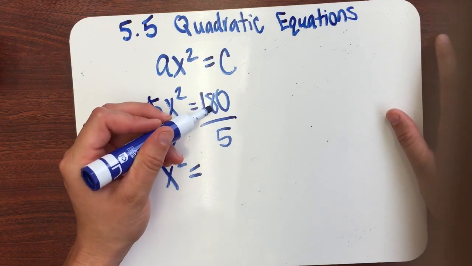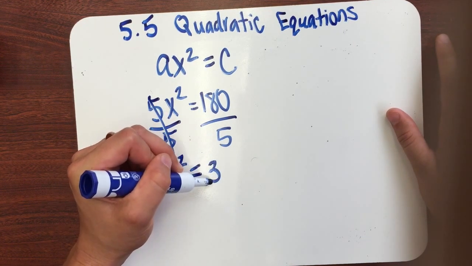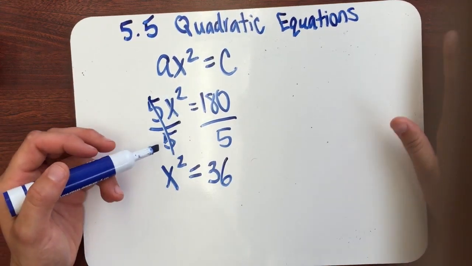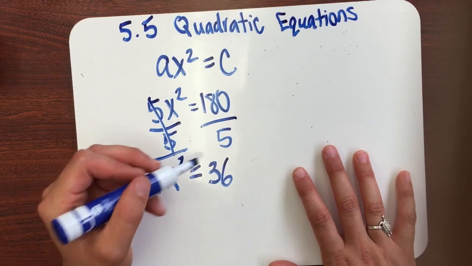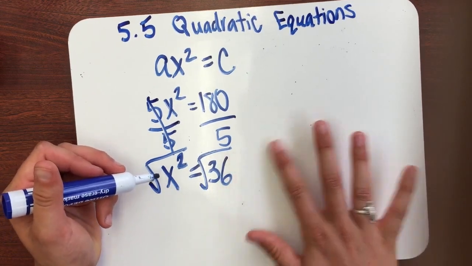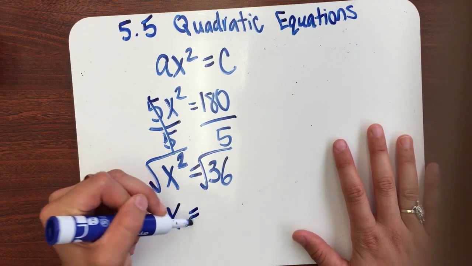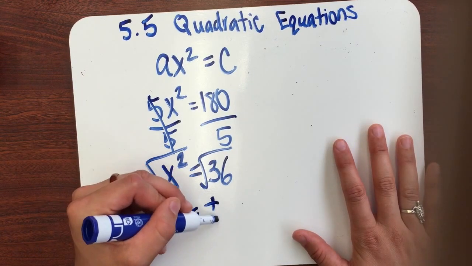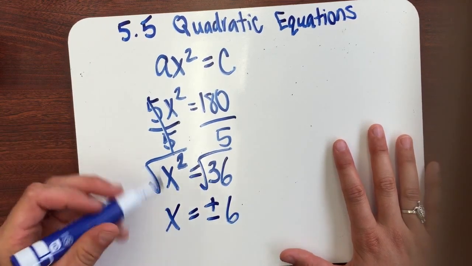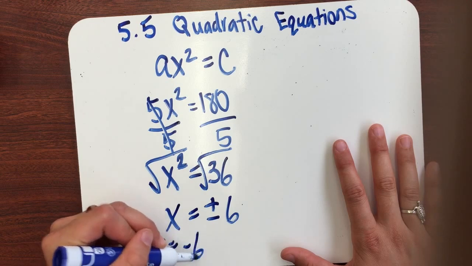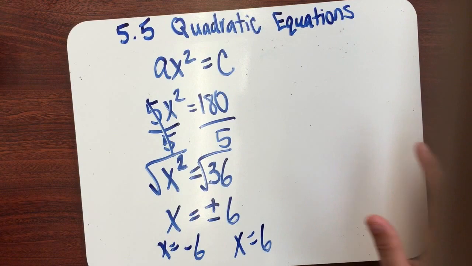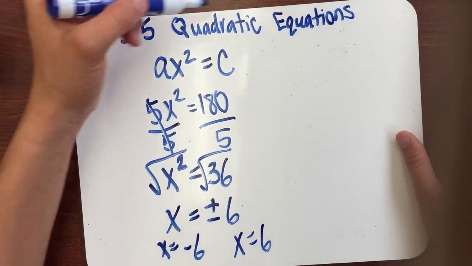5 goes into 18 3 times with 3 left over. 5 goes into 30 6 times. We're now going to take the square root of both sides in order to get rid of this squared. And whenever you take the square root of a number, you're going to have two answers, which will be plus and minus 6. So we have two x-intercepts, x equals negative 6, and x equals positive 6. And that is solving quadratic equations.